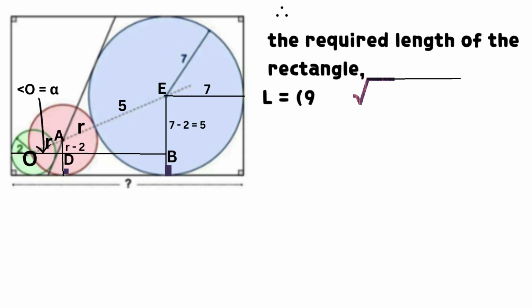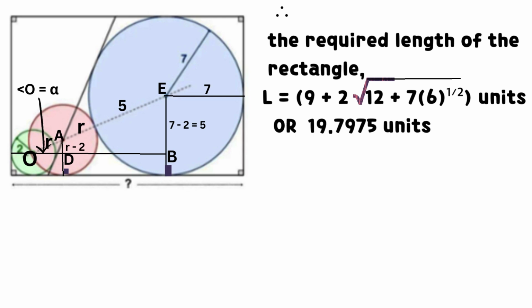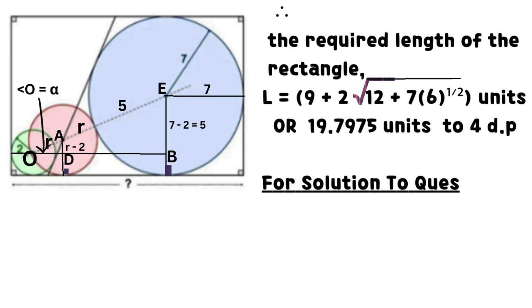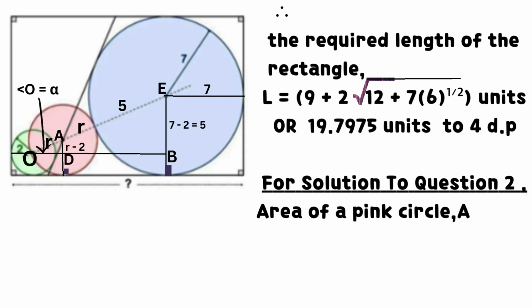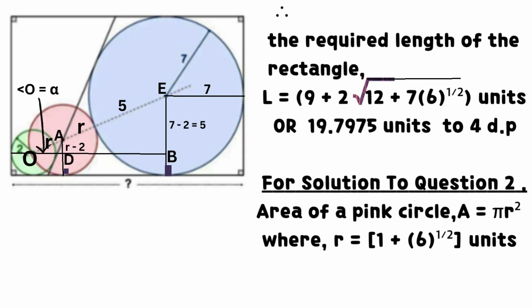Therefore, the required length of the rectangle, L, equals 9 plus 2 times the square root of (12 plus 7 times the square root of 6) in units, or 19.7975 units to 4 decimal places. For the solution to question 2.